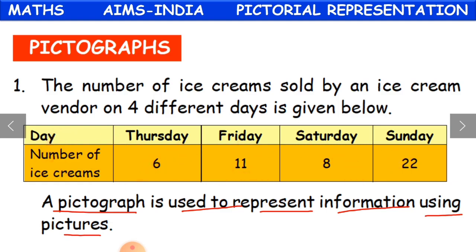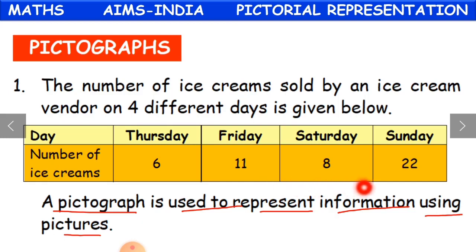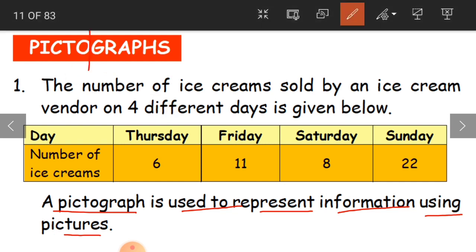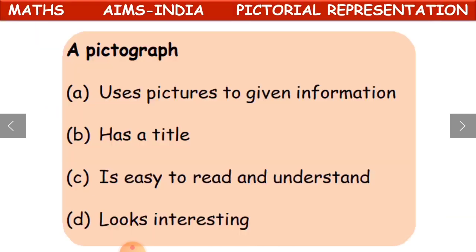Yes, children. Now, when we show the same information using pictures, can you see here we are using the picture of our ice creams to represent the information. So when such pictures are used to represent our information, it is called a pictograph. Here the word picto means picture. What is graph? Graph means the presentation of data or the information that we are doing. So what is a pictograph? A pictograph is used to represent information using pictures.